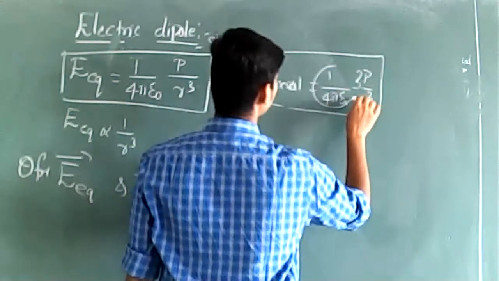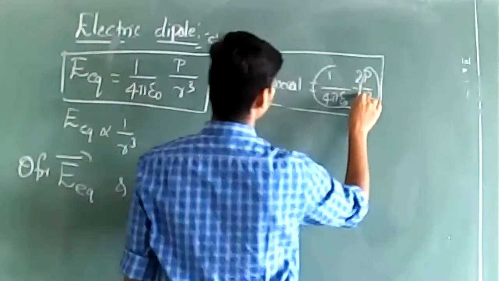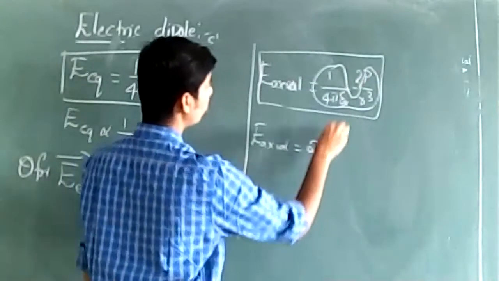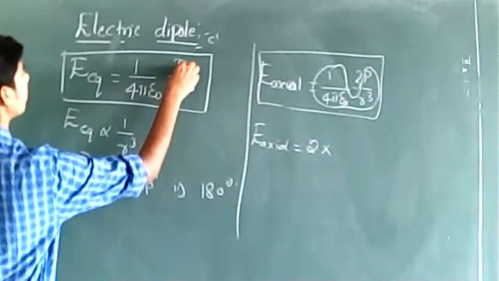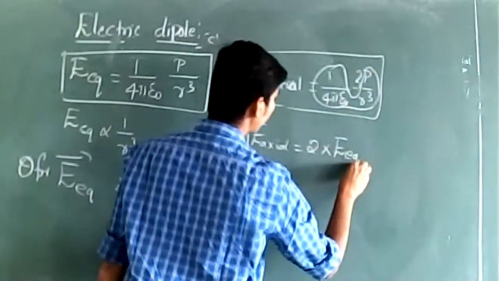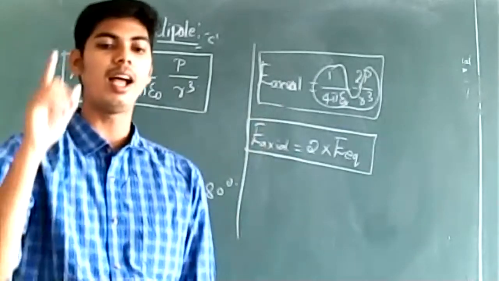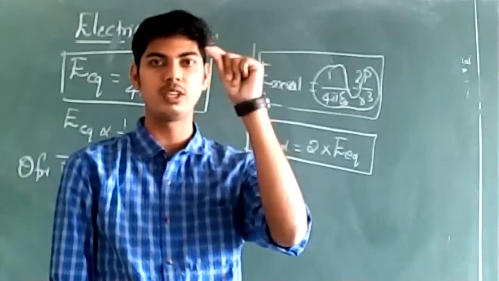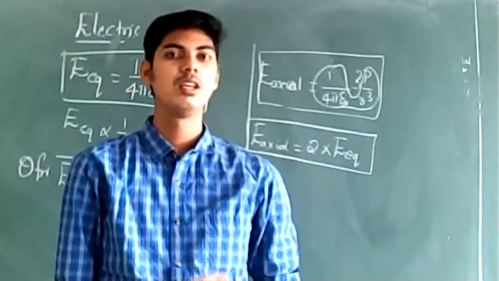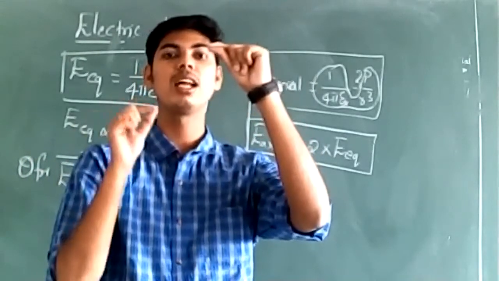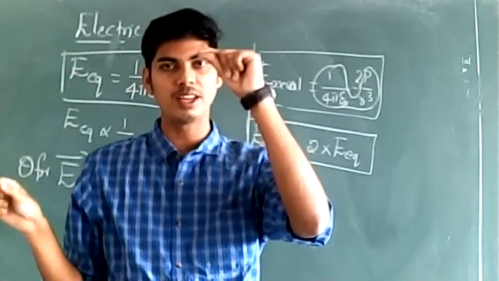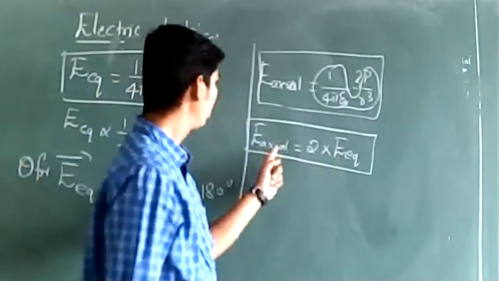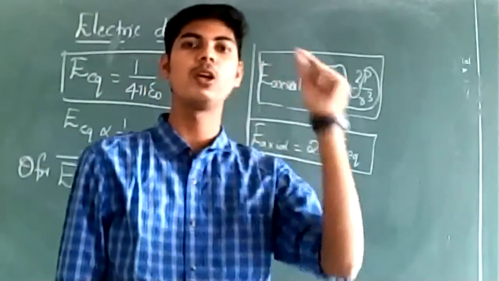If I write this in this way, see here, E axial can be written as 2 into 1 by 4 pi epsilon naught p by r cube, which is E equatorial. So electric field at a point on the axial line of dipole is 2 times the electric field at a point on the equatorial line of dipole. If the electric field at a point on equatorial line of dipole is 10 Newton per coulomb, the electric field produced by the same dipole at a point on the axial line is 20 Newton per coulomb. So electric field produced by an electric dipole at a point on axial line will be 2 times the electric field produced by the same dipole at a point on the equatorial line.